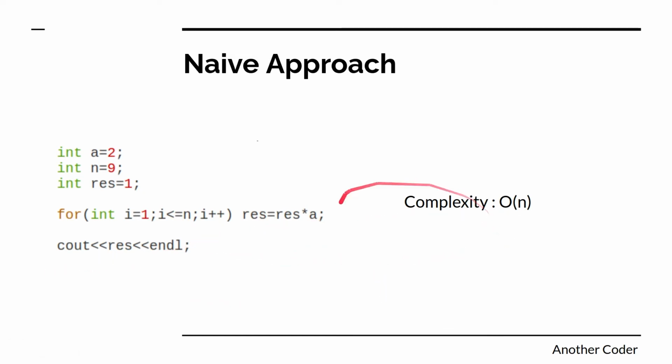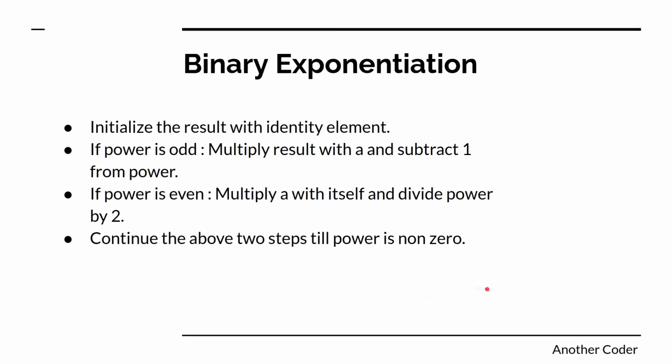So in this case, the complexity is big O of n. That was the time complexity of this particular algorithm. And obviously if n is very large, then we'll have to think of a non-linear approach, and that's why we use binary exponentiation, which calculates the same thing in log n time. So now we'll see how binary exponentiation works.